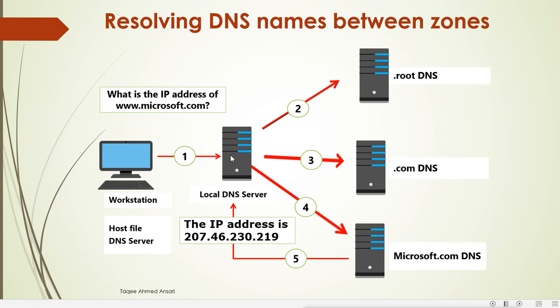So this local DNS server then sends the reply to our workstation, which is asking for this IP address, and then our workstation will do what? It will connect to this IP address for the website, and then the web server will respond with the Microsoft.com website. So this is the whole process that happens whenever you try to do name resolution.